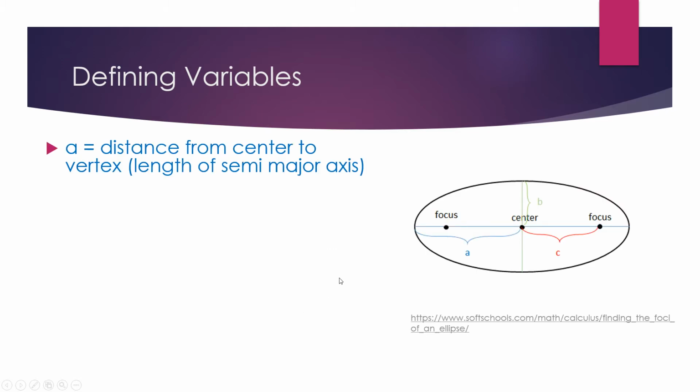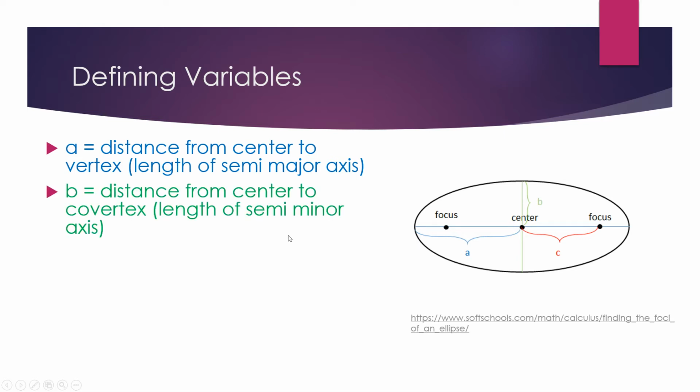All right, some variables that we need to know when we're working with the ellipse. A is the distance from the center to the vertex, or in effect, the length of the semi-major axis. B is defined as the distance from the center to the covertex, or the length of the semi-minor axis. Remember, semi is halfway across in that direction. And C is the distance from the center to the focus.